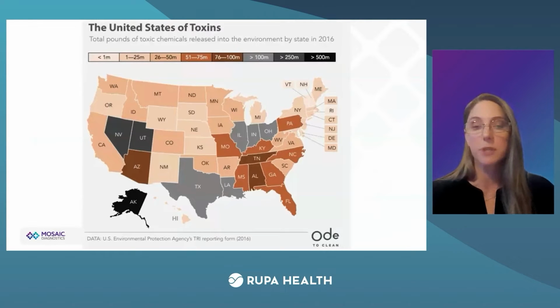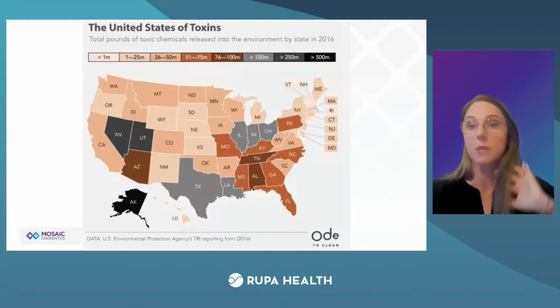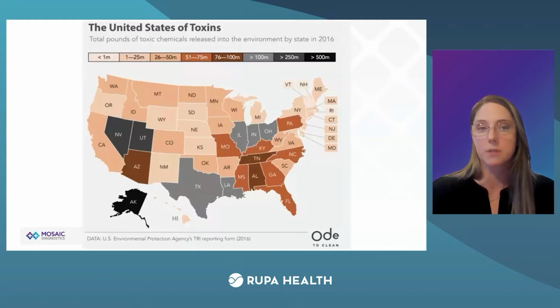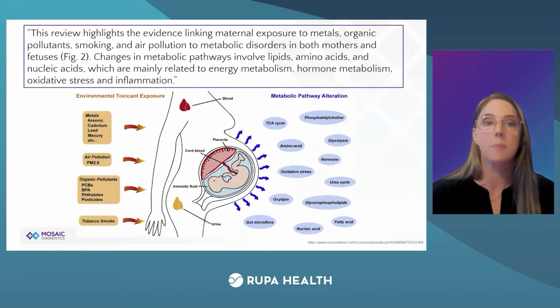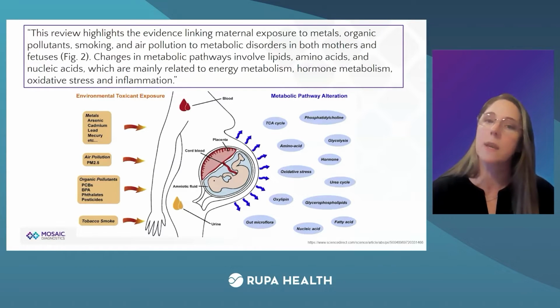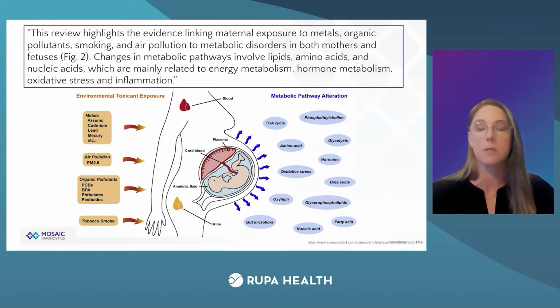Everybody knows that. This particular graphic is from 2016. That was 8 years ago, the most current one I could find. You can only imagine what it looks like now. But as you see, there are very few states that had a low level of toxins that they put out. This is a great article and a nice visual for patients, especially new parents or prenatal patients, talking about maternal exposure to toxic metals, organic pollutants, smoking, air pollution, etc., and the negative impact it can have on the fetus throughout its life, not just while it's in utero.